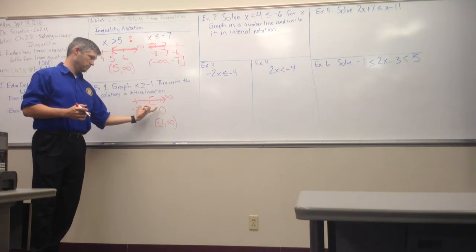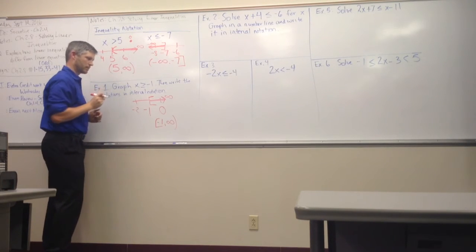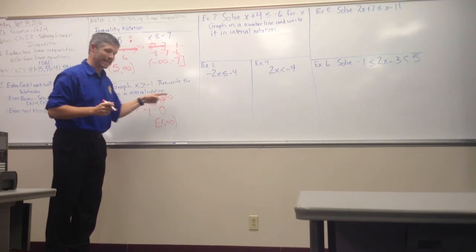Okay, there's your graph of your number line. Again, make it obvious that that is your number line right there. Starting at -1, going to 0, and the arrow just keeps going.